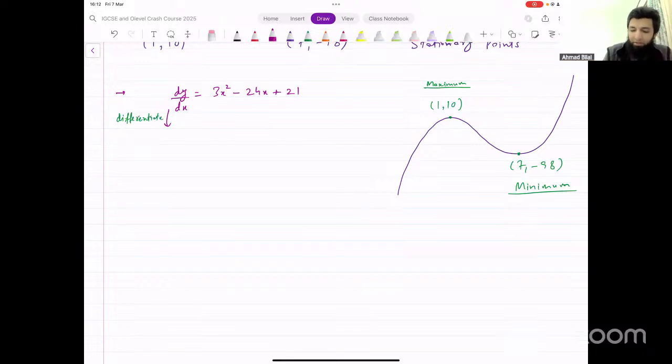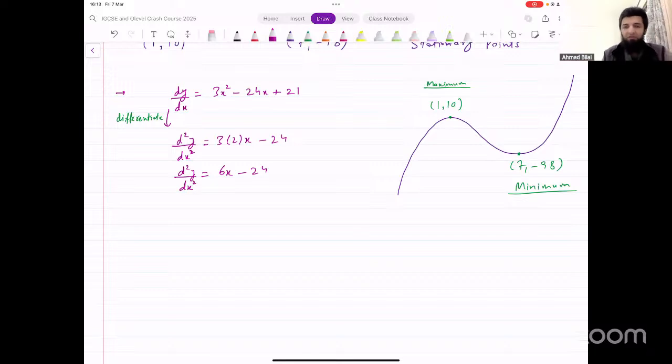Okay. What does that give you? d squared y over dx squared. 3x squared, what's the derivative of that? 3 into 2 times x to the power 1, minus the derivative of 24x, that's just 24. And this simplifies to 6x minus 24. The second derivative is 6x minus 24.